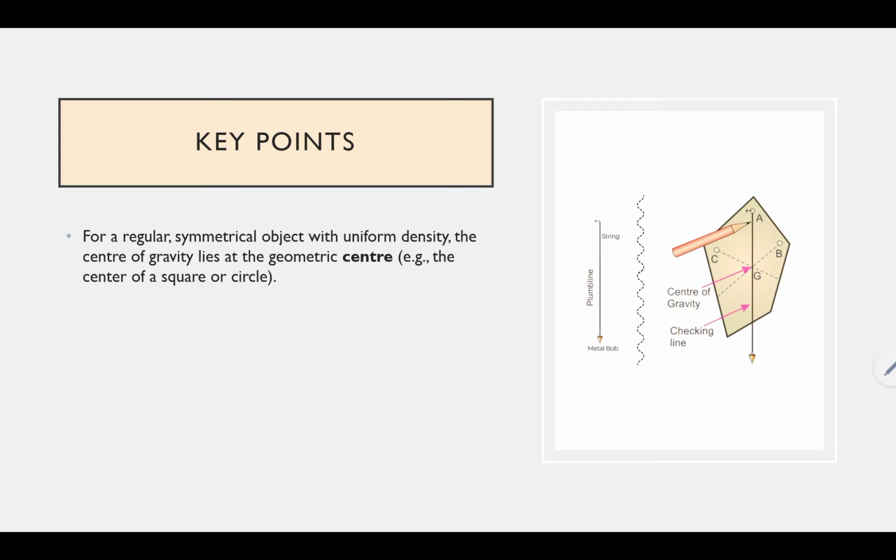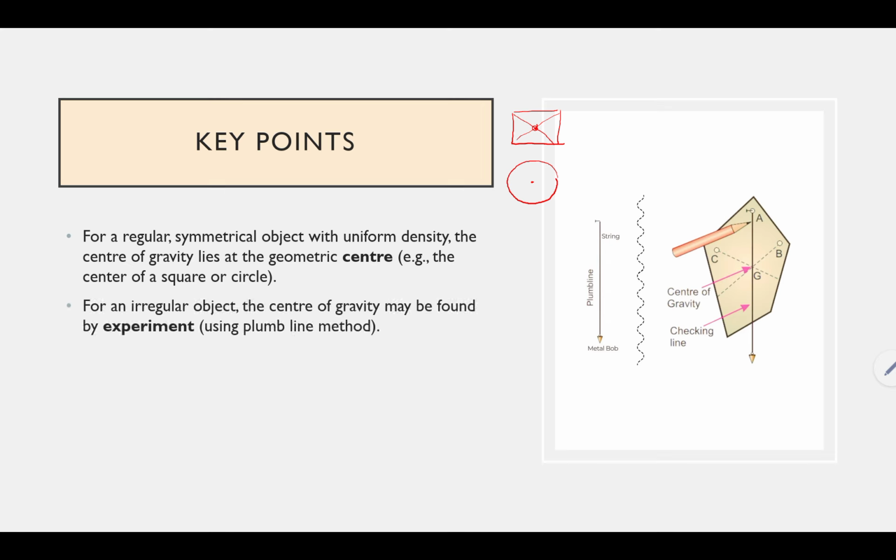For example, if I have a square, then the center of gravity will be right in the middle. If I have a circle, then right in the center of my circle will be the center of gravity. But for an irregular object, the center of gravity may be found by an experiment using the plumb line method, which is very, very easy. What you need to do is follow these steps to find where the center of gravity is, so that this object will be perfectly balanced and remain at rest.